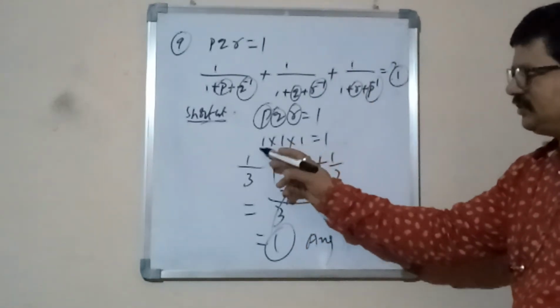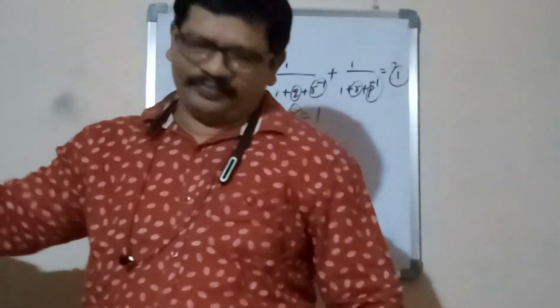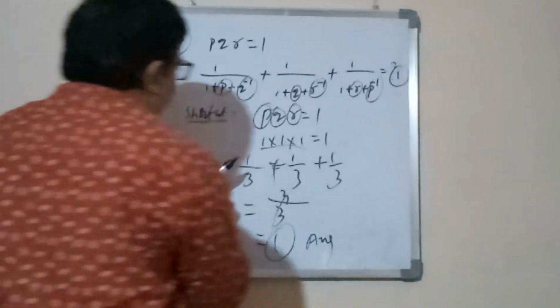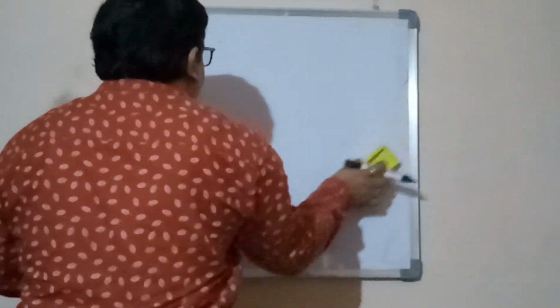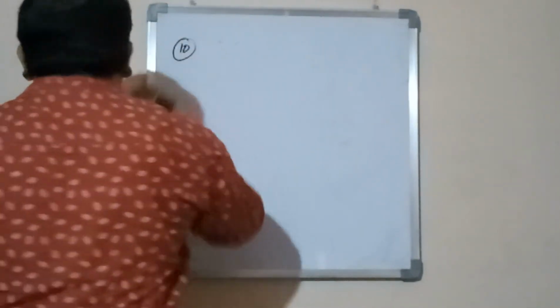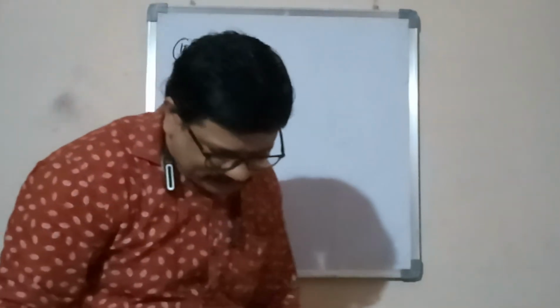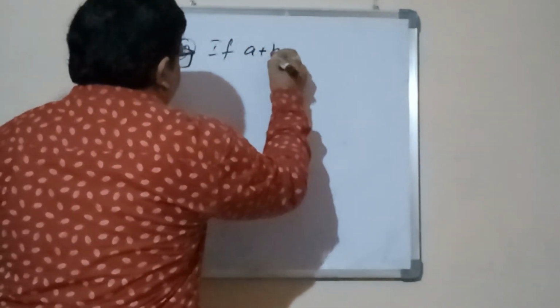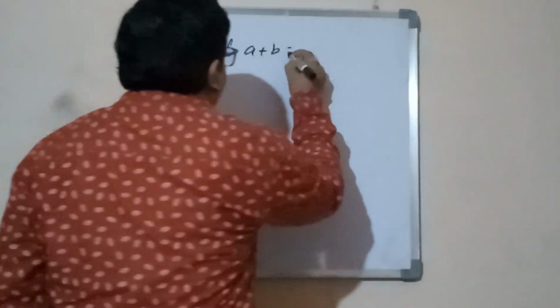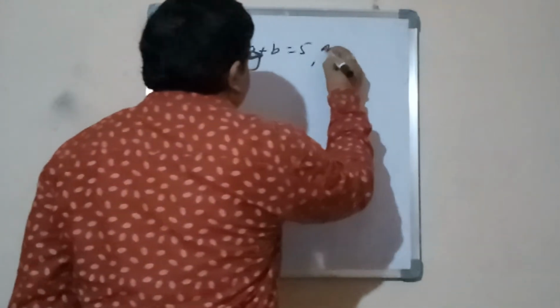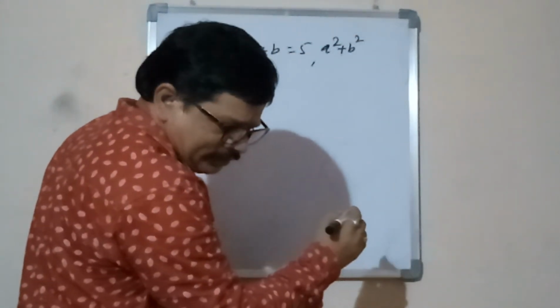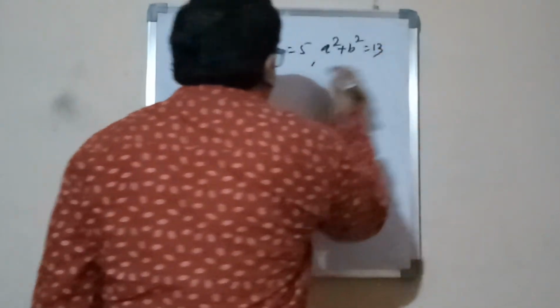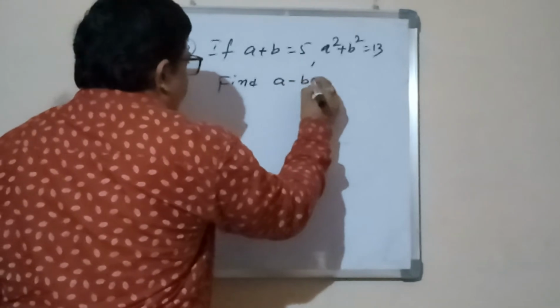So think logically. Okay, next bit. Tenth bit. Look here. If a plus b equals 5, a square plus b square equals 13, find a minus b.